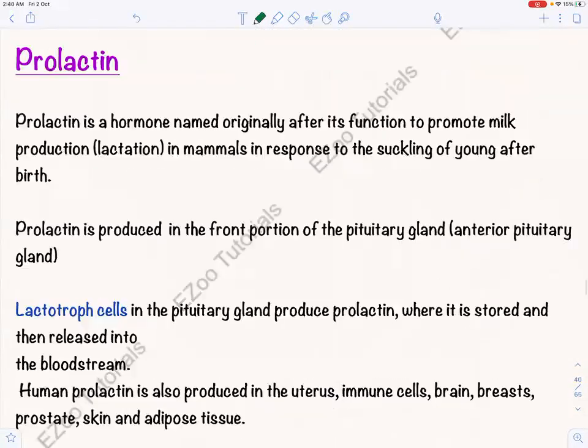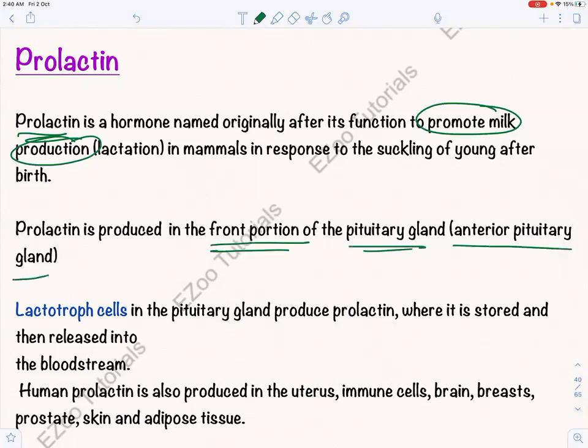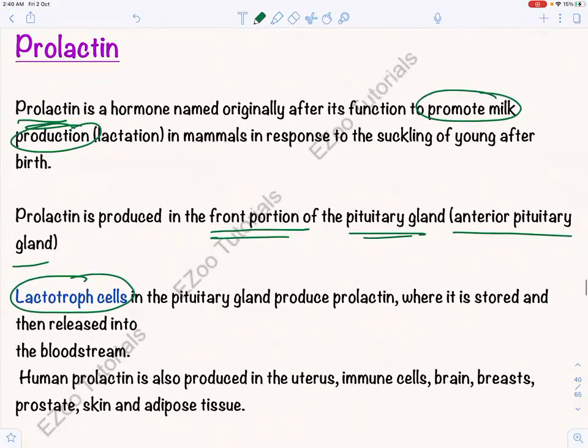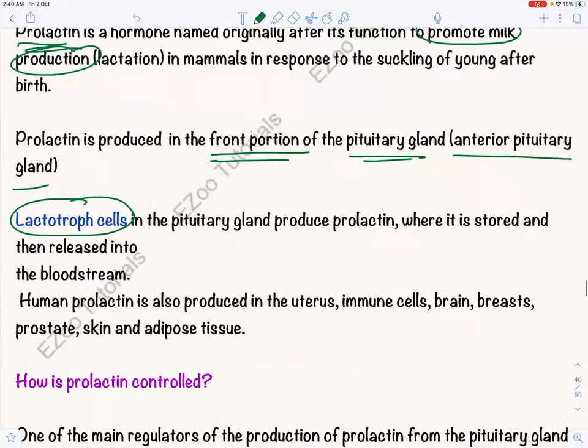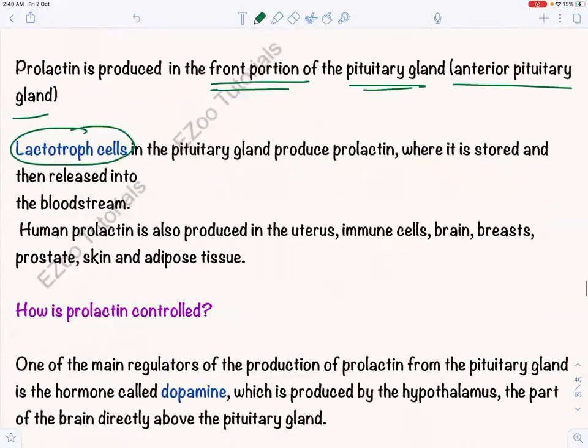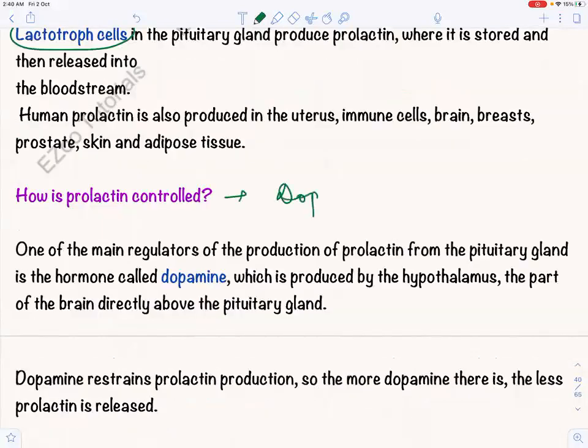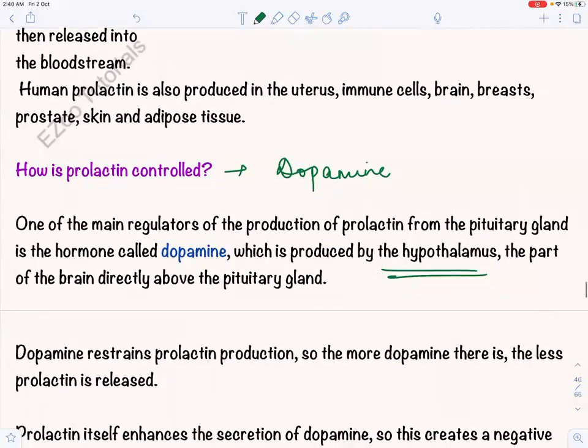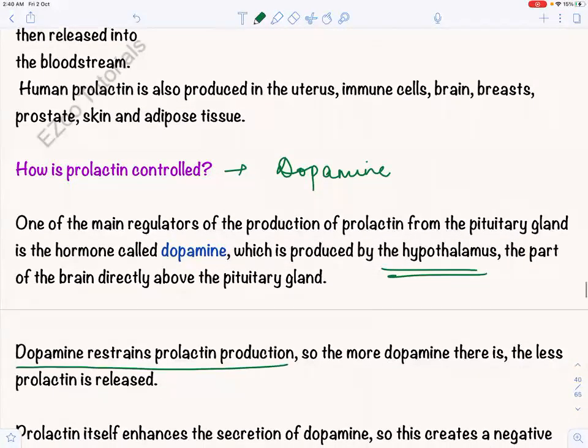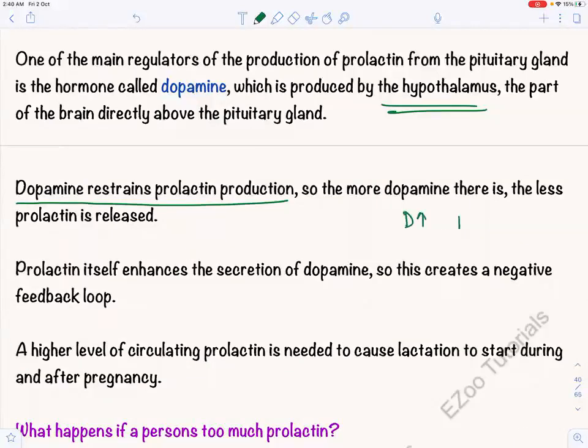प्रोलैक्टिन का क्या मेन फंक्शन है? To promote milk production, and it is produced by the front portion of the pituitary gland, the anterior pituitary gland. कौन सी cells बनाती हैं? Lactotroph cells. सब याद होना चाहिए आपको. इसका regulator कौन है? Dopamine, right? Dopamine, which is produced by the hypothalamus, restrains prolactin production. तो अगर dopamine ज्यादा है तो prolactin कम है, right?